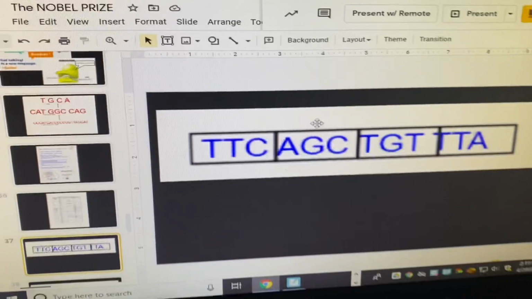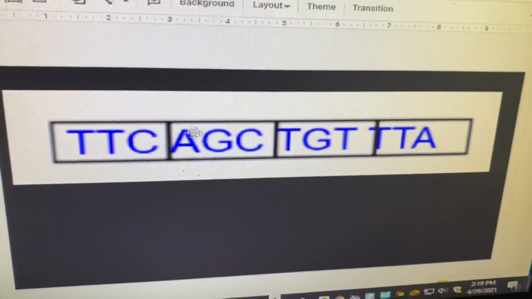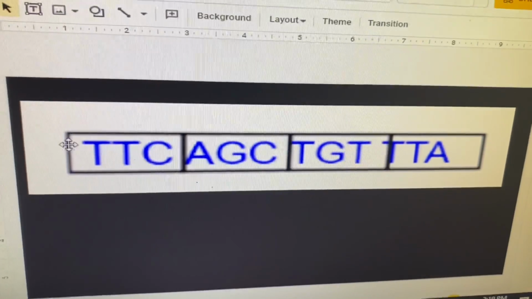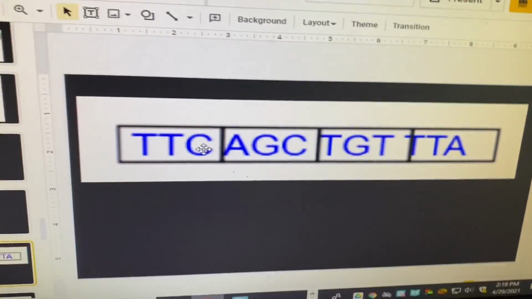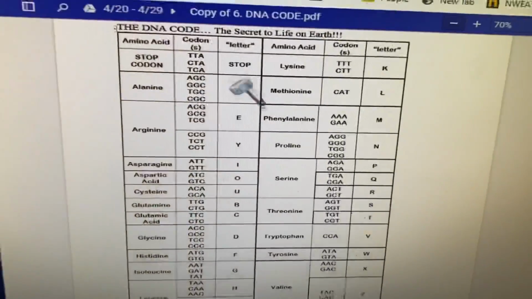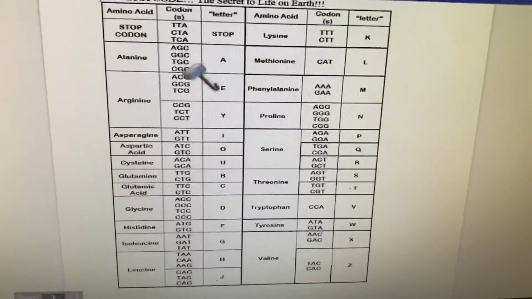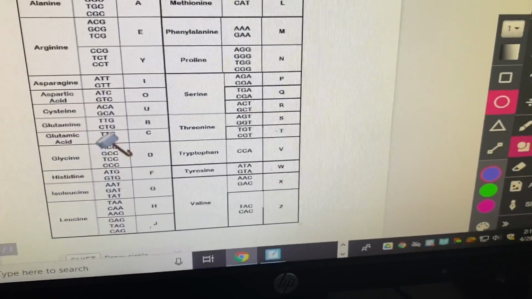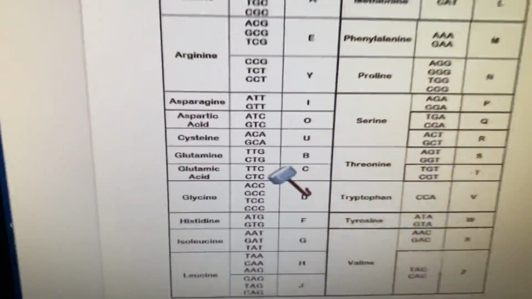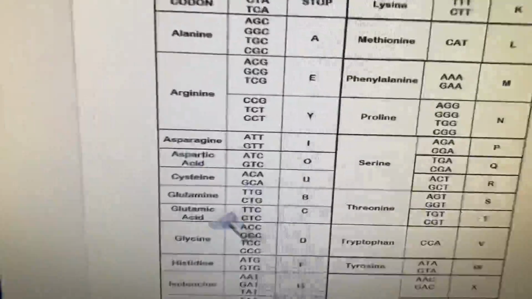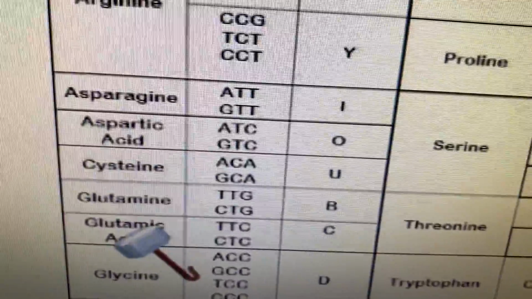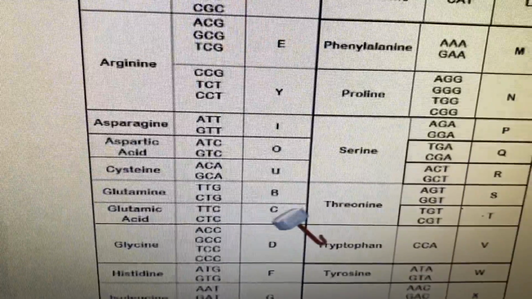All right, so my first piece of DNA here: TTC, AGC, TGT, TTA. We always read from left to right. So the first codon is TTC. We've got to find that here. If you're a ribosome, you'd have this memorized. But TTC, there it is. That's glutamic acid. So if you're a ribosome, you'd take glutamic acid and start the protein with that. In our little model here, we're not going to use glutamic acid. We're just going to write the letter C.